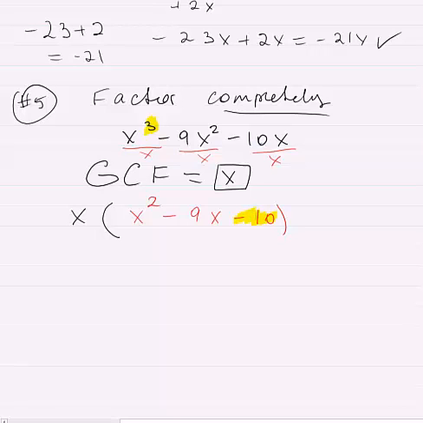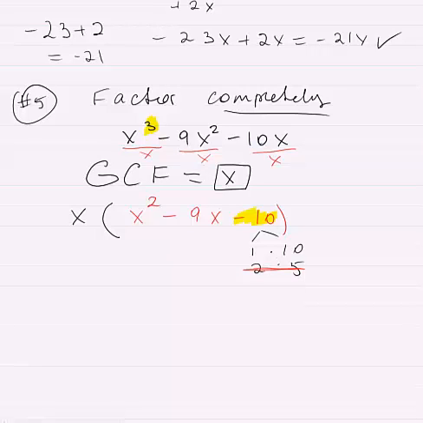In this case, it's a negative 10. You look at the numbers and you see, okay, to get a 10, I can use 1 and a 10. I can use 2 and a 5. Now, I need to have a 9. I will not be able to get a 9 out of numbers of 2 and a 5. So 1 and a 10 is what I'm going to be using.